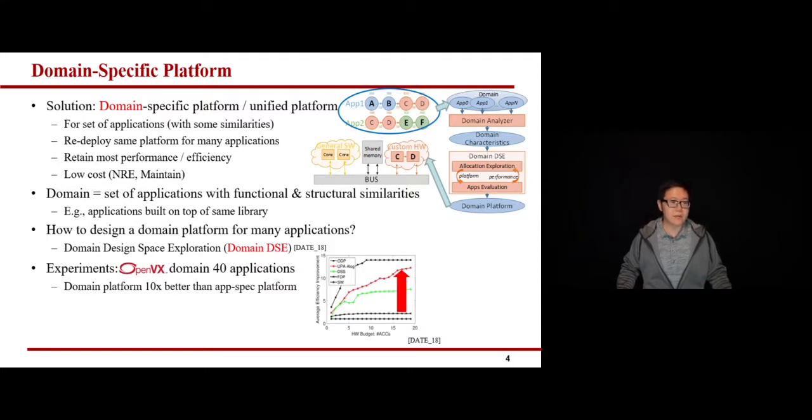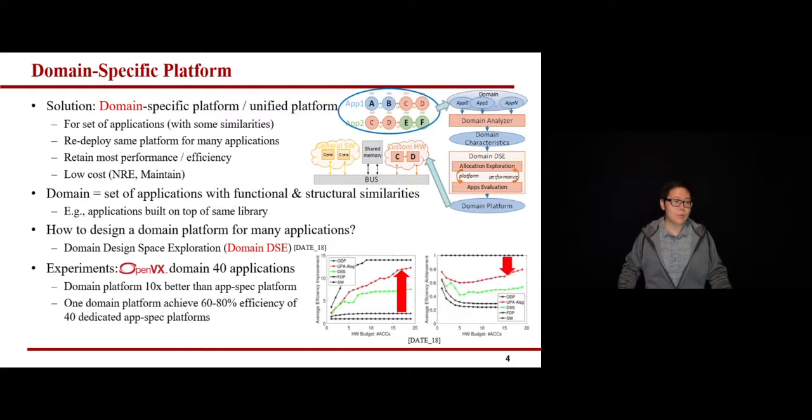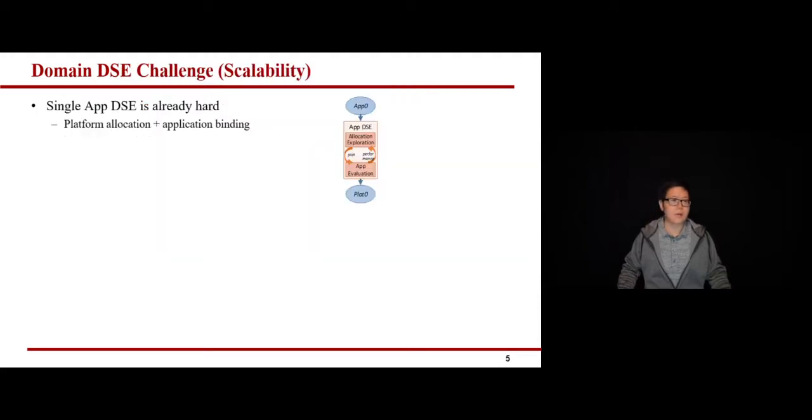In the experiment result, for the OpenVX domain with 40 applications, our domain platform can achieve more than 10 times better performance than the application-specific platform. And using one domain platform can achieve 80% efficiency compared with 40 different dedicated application-specific platforms. However, there are some challenges in domain DSE.